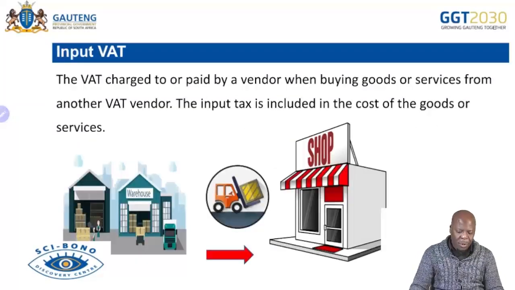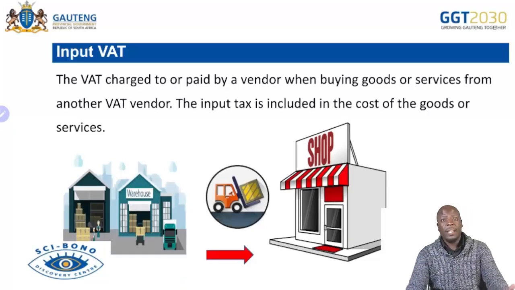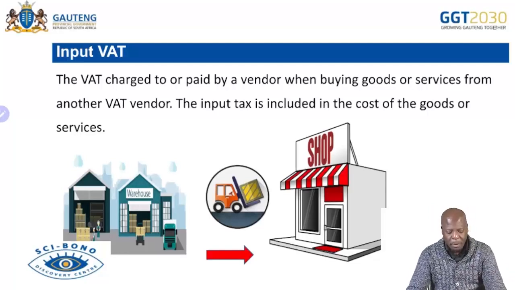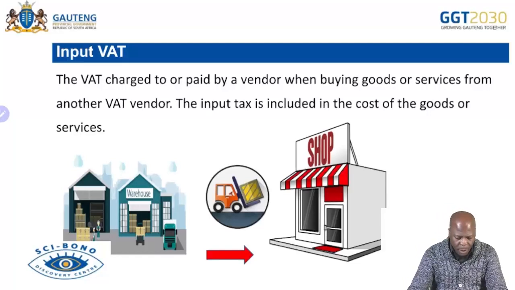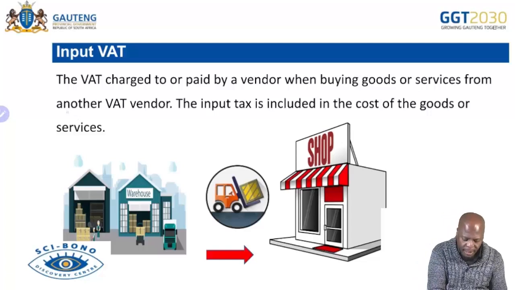Now, I want us to come to a moment where we understand, how do we know whether VAT is input and VAT is output? So we want to define input VAT as well as output VAT. Input VAT is VAT that is charged or paid by a vendor when buying goods or services from another vendor. Important, from another vendor.